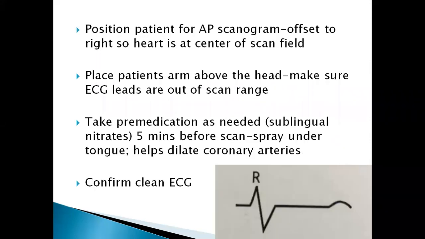When you now position the patient, you need to position the patient in supine for you to get your AP scanogram. The positioning is basically the same as that of chest CT, but you make a few changes for this one because your heart is your main interest. You're going to offset the patient slightly to the right so that the heart is at the center of the scan field.